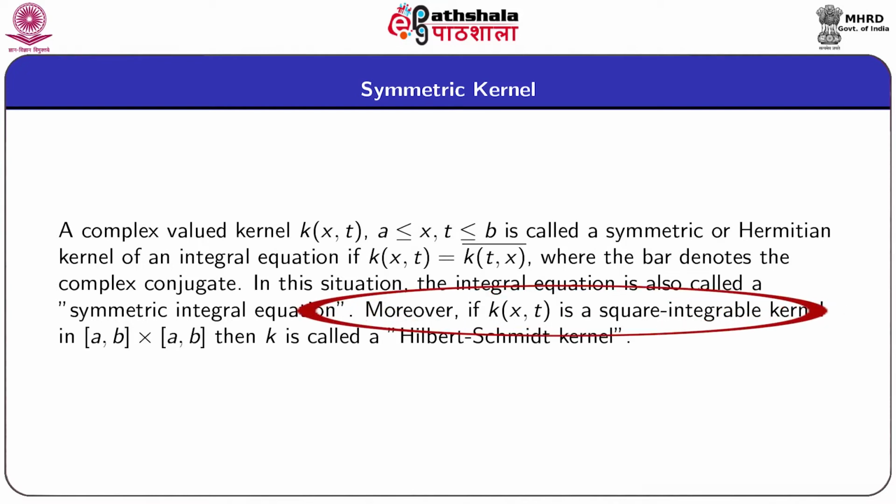Moreover, if k(x,t) is a square integrable kernel, where x and t both lie in the interval [a,b], then k(x,t) is called the Hilbert-Schmidt kernel.